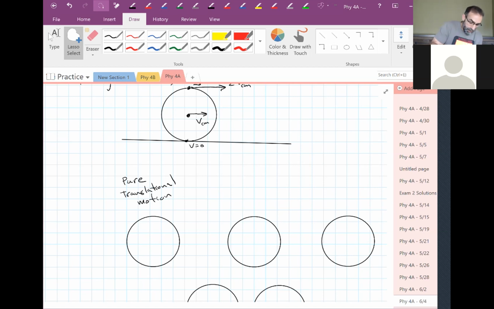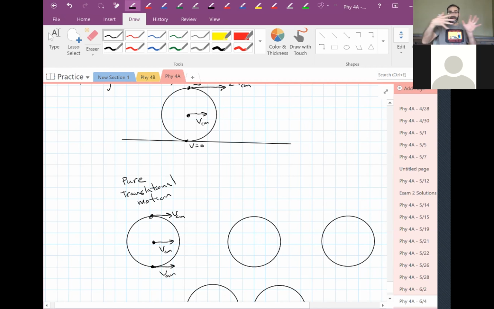So the bottom part, the center of mass, let's pick a point. Center of mass is moving with speed v center of mass. The bottom point is moving with speed v center of mass. The top point is moving with speed v center of mass. Every point on it is moving with the same velocity. The whole thing is moving without rotating.